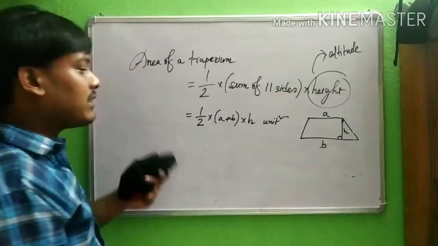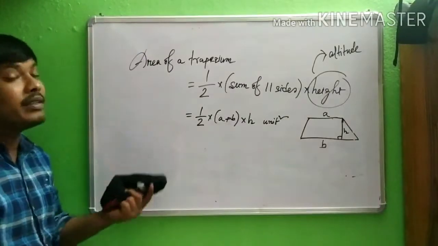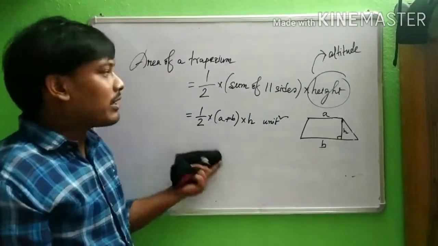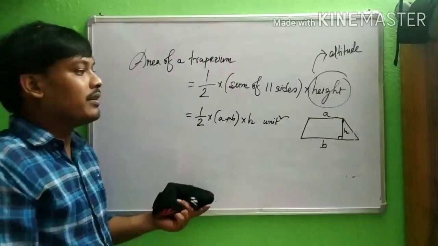Okay. So this is the formula of a trapezium. Very easy, and the total chapter depends on this formula. Not the total chapter, the first exercise maybe. Okay.